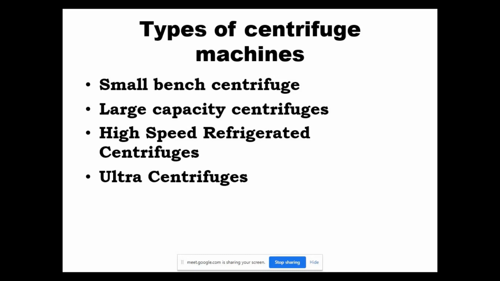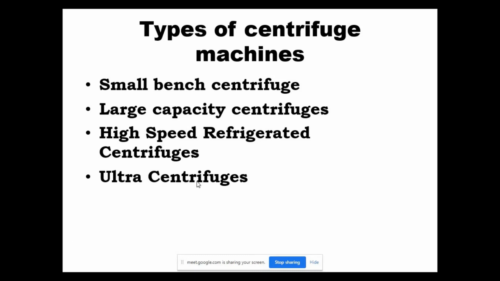Say, for example, you are working on proteins. Your proteins will get destroyed. Or you want to separate antibodies. The antibodies will get destroyed. Antigen will get destroyed at high temperature. So for that, we have the high-speed refrigerated centrifuge. These centrifuge machines have high speed, and they also have a facility for refrigeration. That means they maintain the temperature at 4 degrees Celsius. So the samples are okay now.